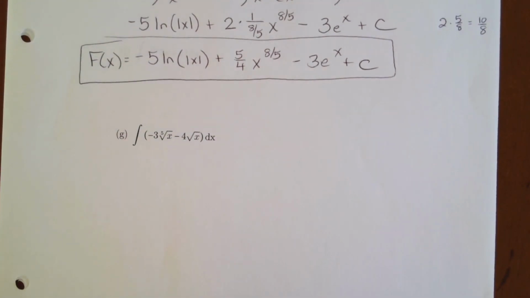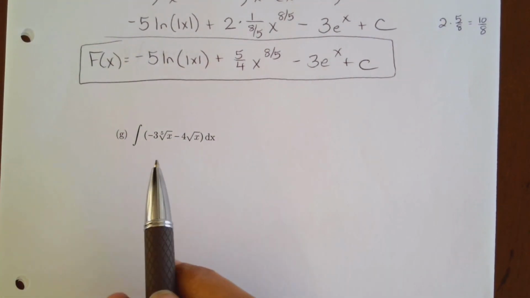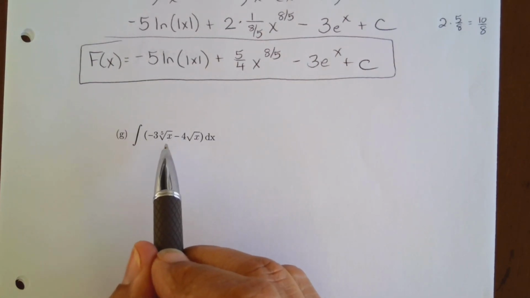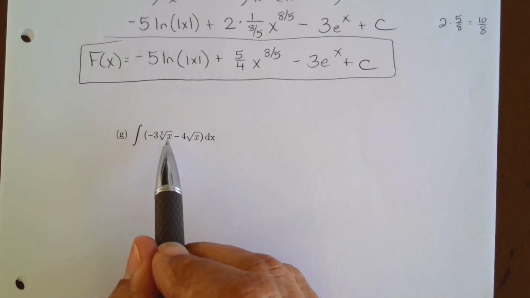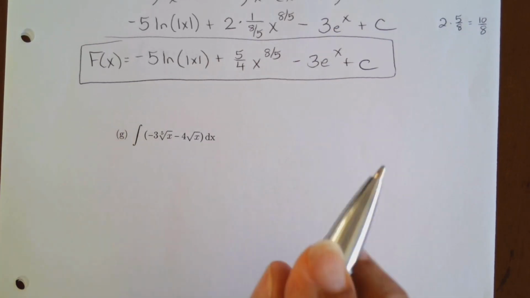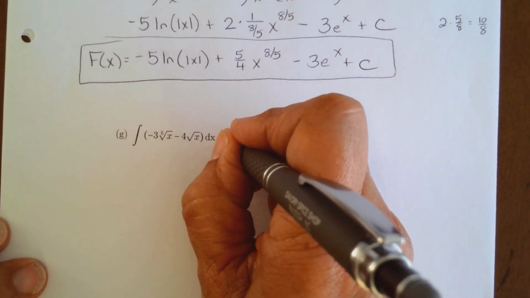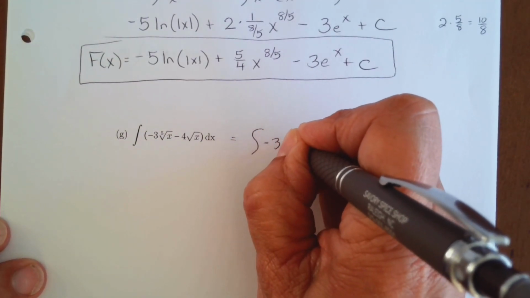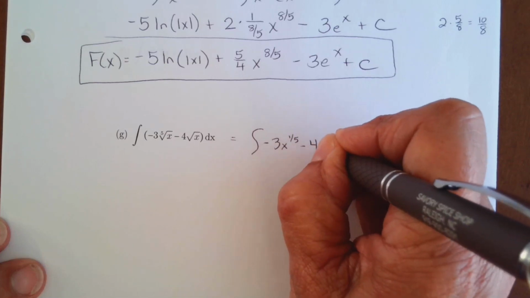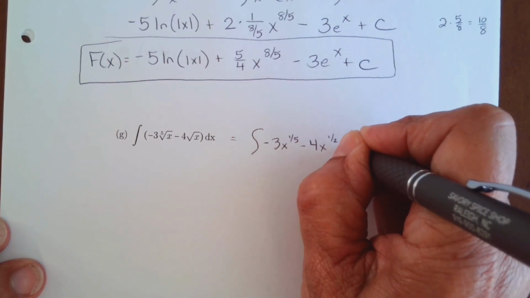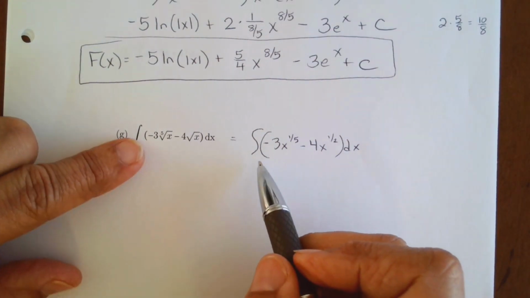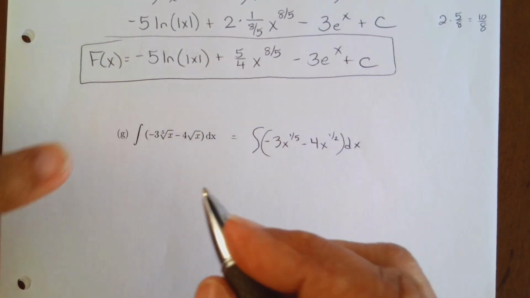All right, moving down to part G. Again, bring the constant out, bring the constant out, and I'm also going to write this in its rational function form. So this is x to the 1/5, and this is x to the 1/2. Let's write it that way. That's really what we have. It should be easier this way to do the antiderivatives. Okay, so when we split it up this way.